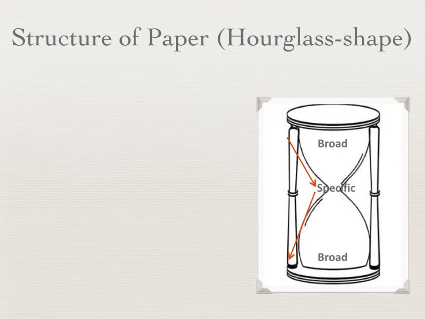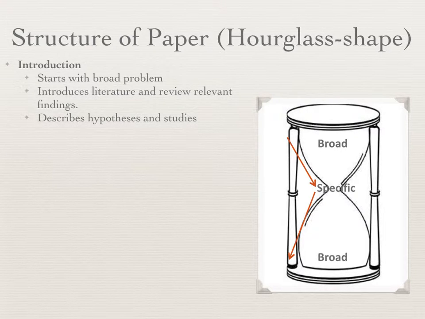So the structure of the paper is kind of like an hourglass. It starts out very, very broad at the introduction. It gets very, very specific towards the middle with the methods and the results. And then it ends up, again, broad at the discussion and conclusions. So again, we start with that broad problem, our research question, our research ideas. It tells us where we are in that conversation already, and it tells us what we think is going to happen, what we think that prediction is going to be.